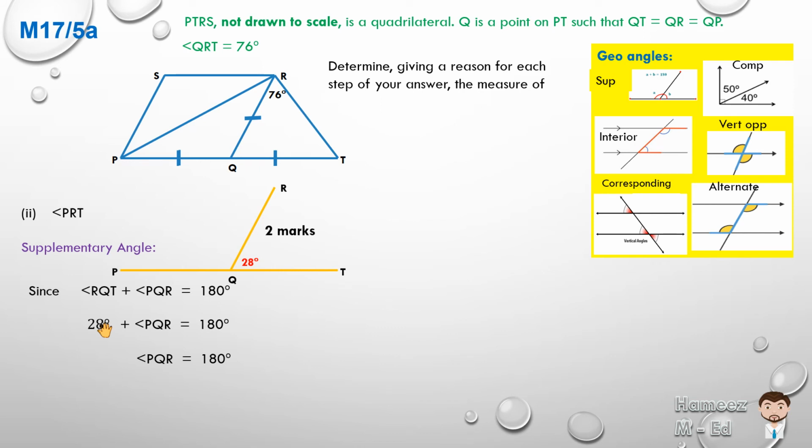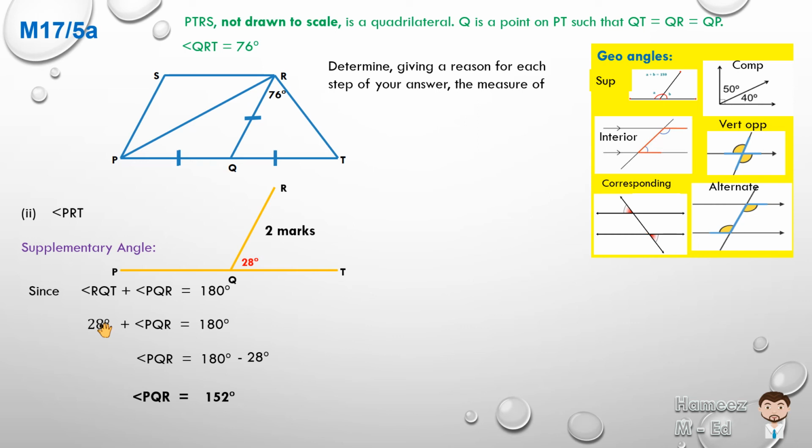It was adding, and if I want to remove it from the left side, I have to place it on the right-hand side. And we'll do the opposite of adding, or the additive inverse, which is subtraction. So let's solve. 180 degrees minus 28 is equal to 152 degrees. So we've worked out that angle at the base.